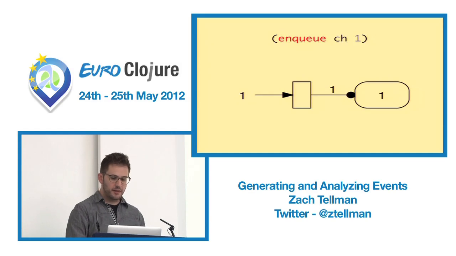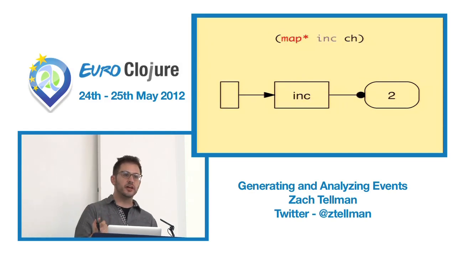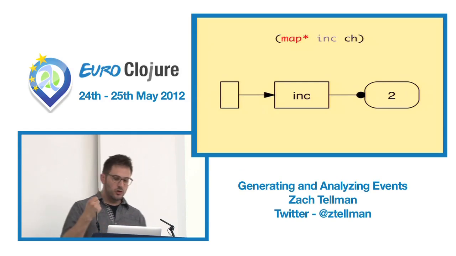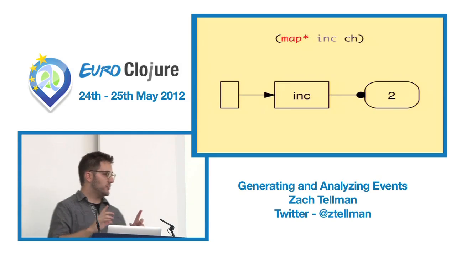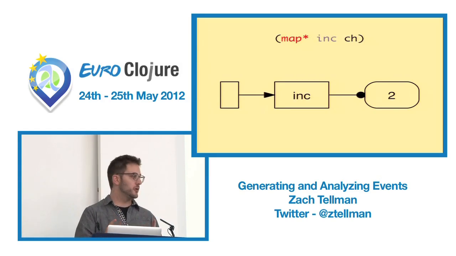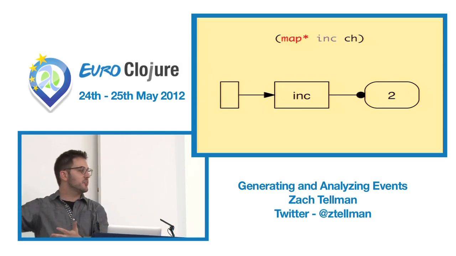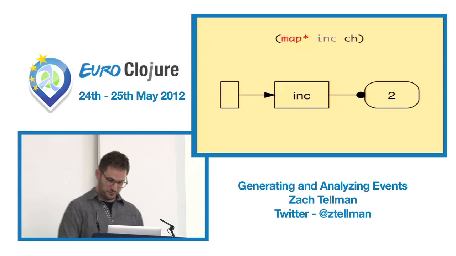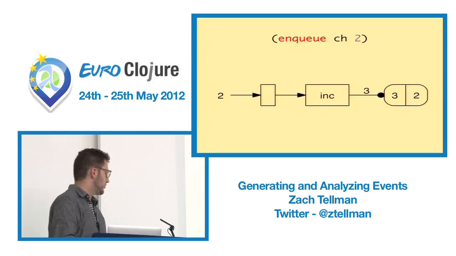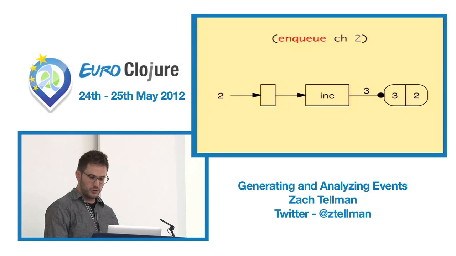But if we map a function over it, what we actually do here is modify the topology of this directed graph. We add a node downstream of our original channel, and this is something that will transform all messages that flow through it. It takes messages from the queue of the upstream channel, and they pass through, and now we have two sitting in the queue of our second channel. And we can enqueue more messages, and this will pass through and be incremented and end up in the queue.